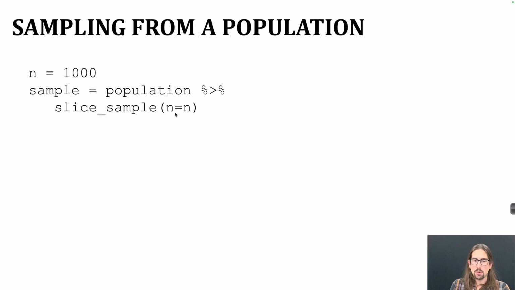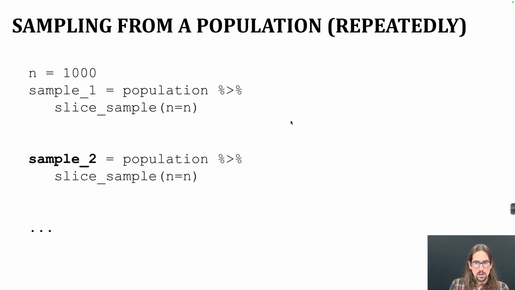If I do slice sample n equals, so here the first n is the argument. I'm saying pass the number n that I have here into the n slot of the slice sample function. If that doesn't make sense to you, review the way that functions and arguments work in R. So I can now do this repeatedly.